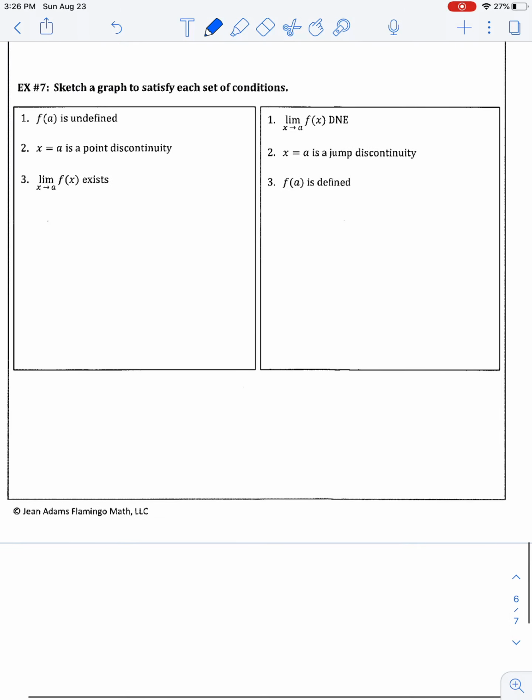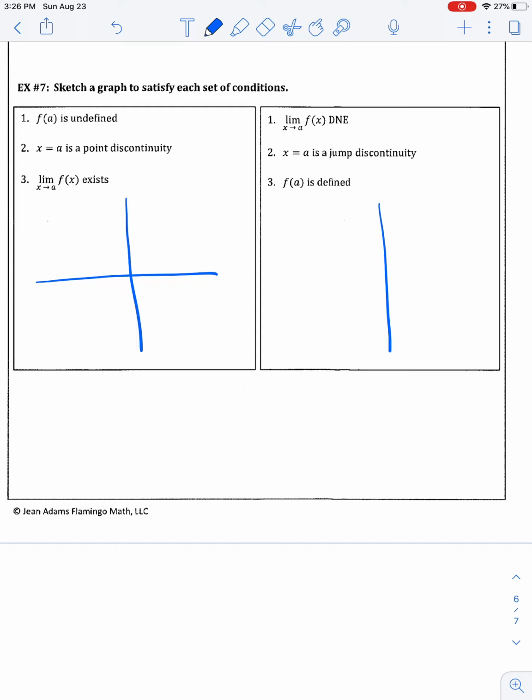Okay, so last two. For number 7, we're going to sketch a graph that satisfies each of the conditions. I know you're doing this on your own, but I really want you to pause the video and draw a graph. It's going to take some erasing and some fixing, and we're all going to have different graphs, but I want you to draw a graph that meets all 3 criteria for each graph. So 2 separate graphs that meet those 3 criteria. Okay, so pause and try. It's going to take a little thinking.